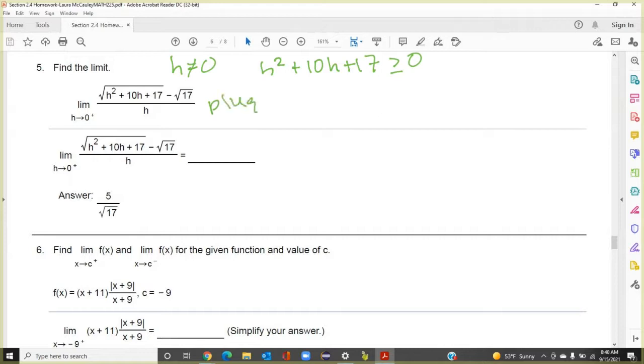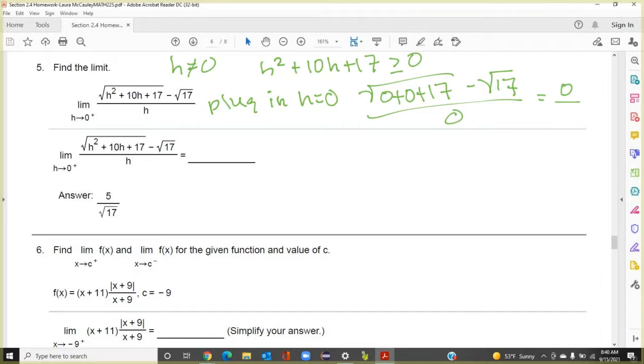If we try to plug in h equals 0, we're going to get 0 plus 17 minus the square root of 17 divided by 0. So in other words, we do get 0 over 0. And whenever you get 0 over 0, that's kind of your hint that something's going on here. So we can try to manipulate this and get an answer. So let's play with this.